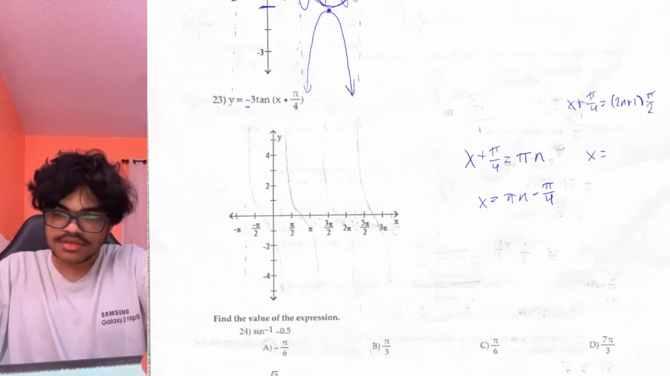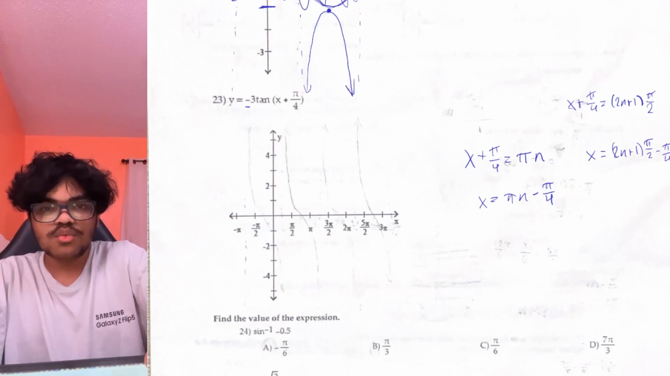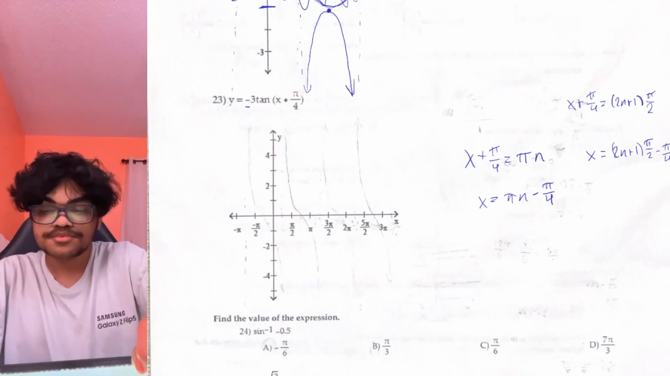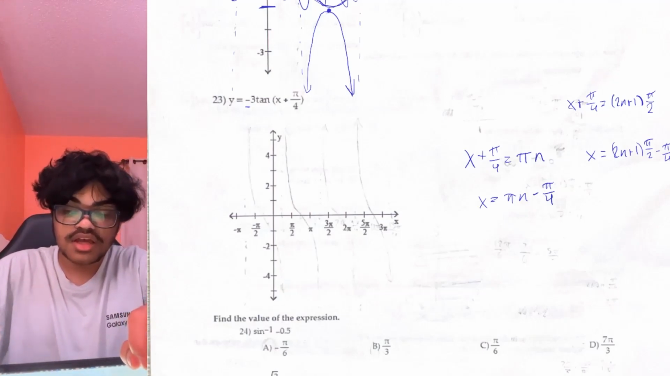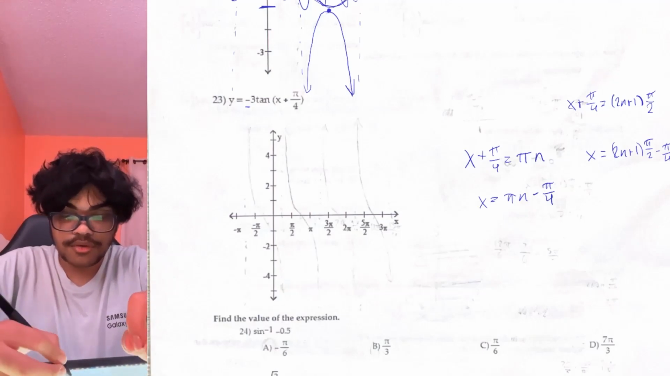Now we'll get that x is equal to (2n plus 1) times pi over 2 minus pi over 4. Now we only have to find one vertical asymptote, and then we can use our period to our advantage afterwards. So we'll just use n equals 0 as an example. If n equals 0, we'll have pi over 2 minus pi over 4, which means that we will have a vertical asymptote at pi over 4.